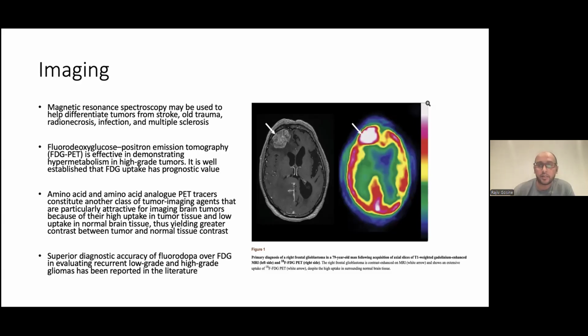If we look at the picture on the right, we can see a right frontal glioma on MRI, and this is a corresponding PET scan with the FDG. And we can see the white area represents the high uptake of the tumor. There's globally high uptake in the cortex, as you can see from the red and the yellow, but the white shows an extremely high uptake that's highly suggestive of a high grade aggressive lesion.